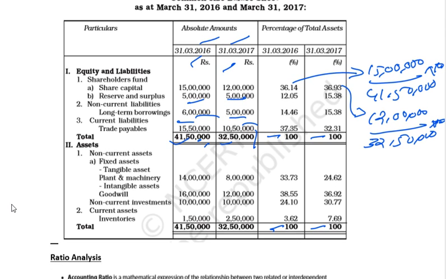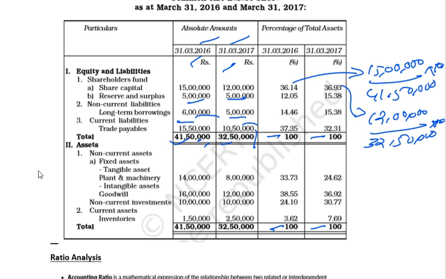Then ratio analysis. Ratio analysis means each and every item, individual item, interrelated item, prepare various types of ratio, calculate various types of ratio: profitability ratio, liquidity ratio, debt equity ratio. Which type of analysis you need, we can convert it into the ratio and then we can make the analysis.